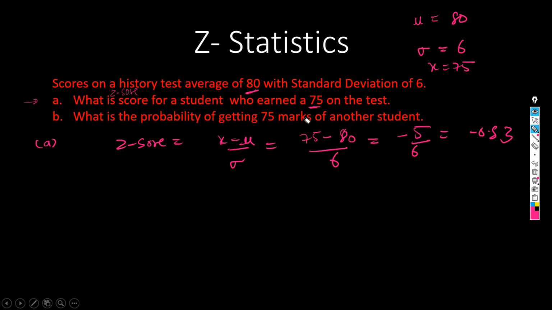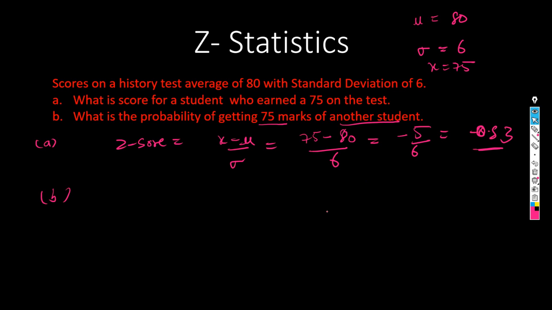Now let's calculate our second question. What is the probability of another student getting 75 marks? Suppose there is another student who also tried to give the history test. Then what is the probability that he will get 75 marks? To find the probability, we can use this Z score and look into our Z score table. For now, remember that we have minus 0.83.